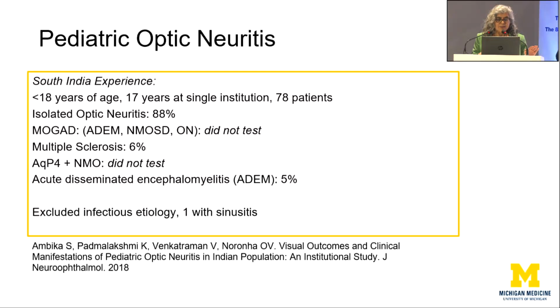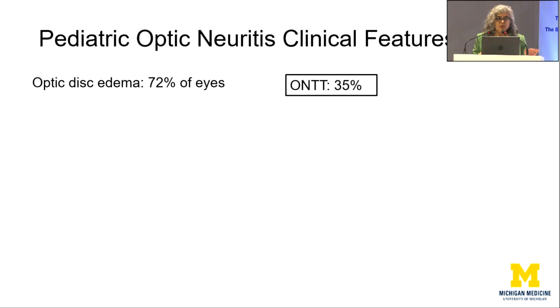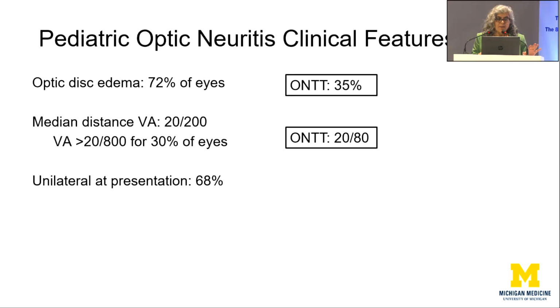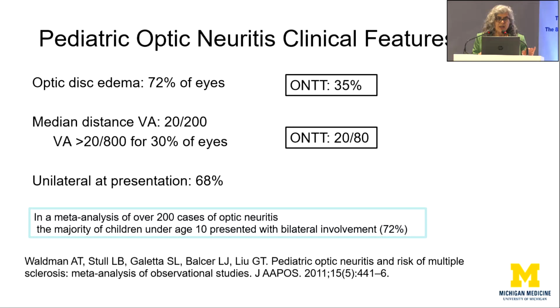Let's move on to the clinical features. Many will have disc edema, unlike adults. And they will present with quite severe vision loss. Many are unilateral, but in a younger patient under 10, it can be bilateral disease.